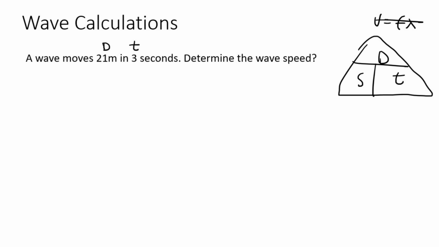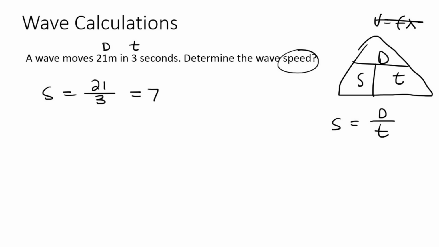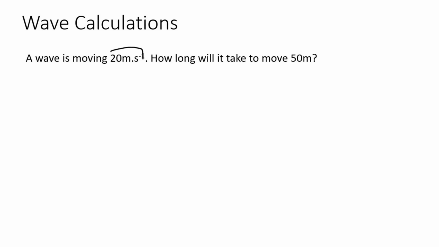So we know that if they want speed, then speed is equal to distance over time. And so speed is going to be equal to the distance, which is 21, over the time, which is 3, and that's going to be 7. And then the unit of speed is m.s^-1, so meters per second. A wave is moving 20 meters per second. Okay, so that's a speed or a velocity.